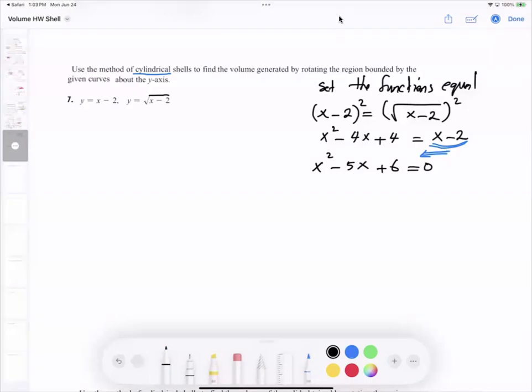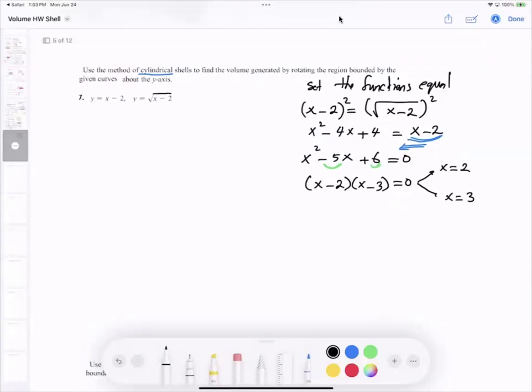Use factorization to find x values. We're looking for two numbers whose multiplication is positive 6 and whose addition is negative 5. Those two numbers are negative 2 and negative 3, as easy as that. x minus 2 times x minus 3 equals 0. So x is 2, which is the lower bound for x, and x is 3, the upper bound for x. It helps us visualize the area between these two functions a little bit easier.